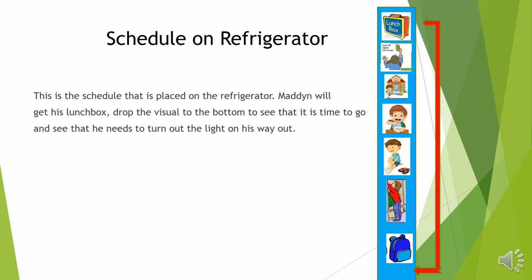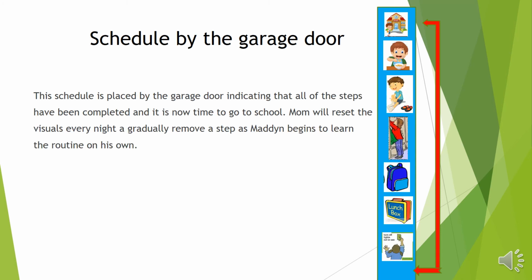This is the schedule that is placed on the refrigerator. Madden will get his lunchbox, drop the visual to the bottom to see that it is time to go, and see that he needs to turn out the light on his way out. This schedule is placed by the garage door, indicating that all of the steps have been completed and it is now time to go to school. Mom will reset the visuals every night and gradually remove a step as Madden begins to learn the routine on his own.